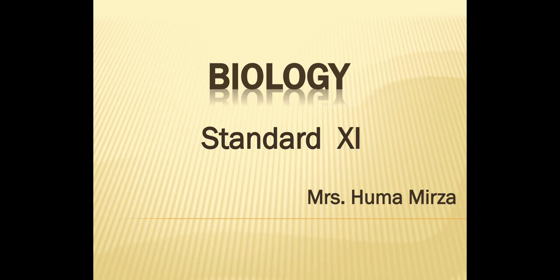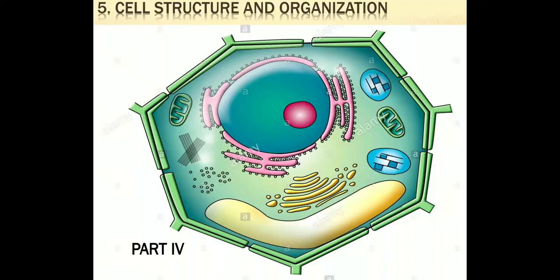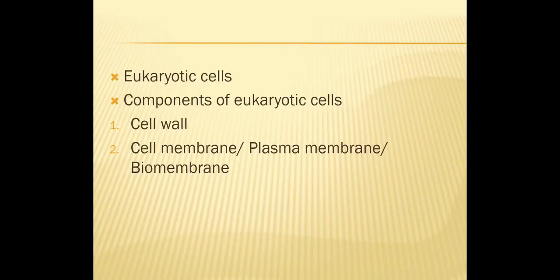Hello, everyone, and welcome back to the new session of Biology Standard 11th, Chapter 5 Cell Structure and Organization. In the last video lecture, we studied about eukaryotic cells. In that, we started with components of eukaryotic cells. We have completed the first component, that was cell wall. Then we started with second component, that is cell membrane or plasma membrane, or you can say biomembrane.